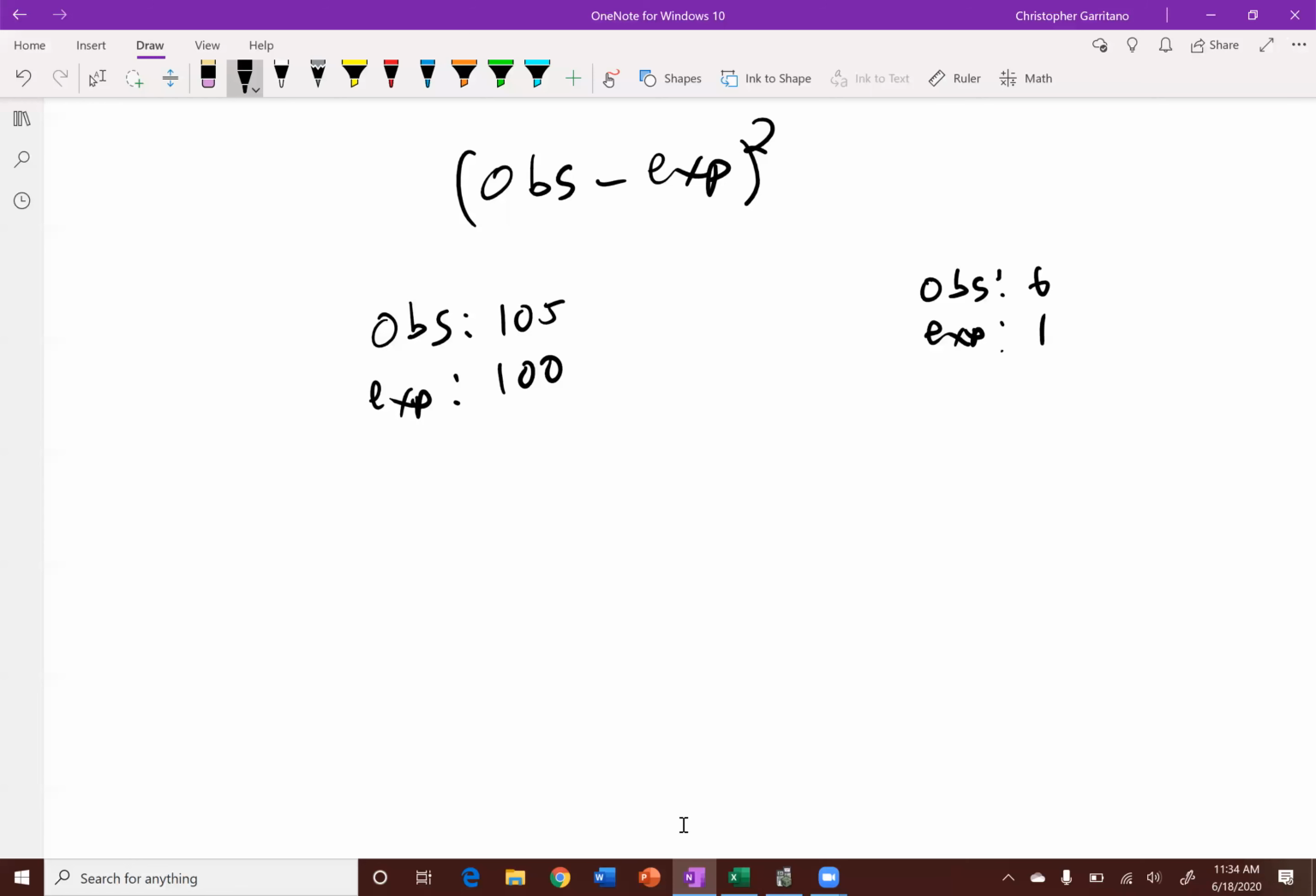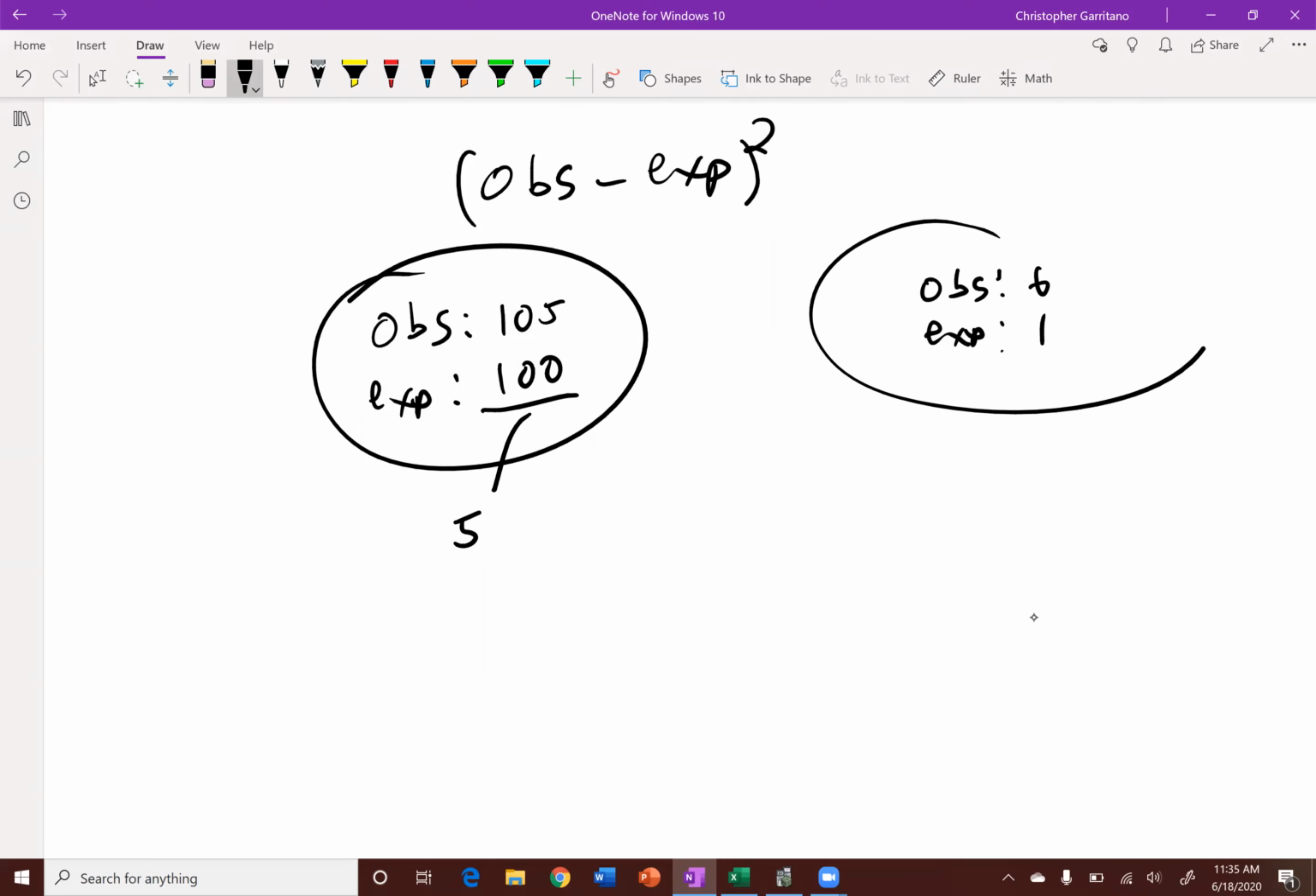All right, so let's say for a moment that we calculated the test statistic by just taking the sum of all of the observed minus the expecteds and then squaring them. In the situation here, we have an observed value of 105, but we expected 100. That's not really that far off, right? We observed 105, we expected 100. That's not really too bad. It's a difference of 5, not too bad.